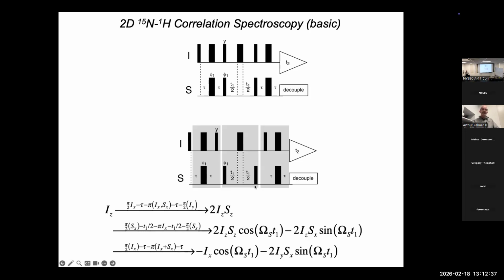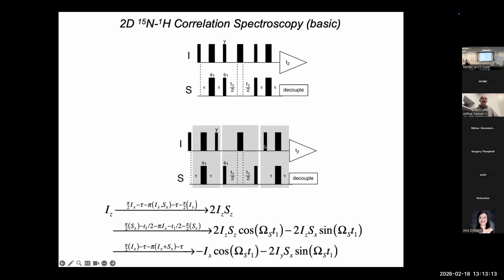And then if this last pulse is X, it's going to turn any term that's SY back to SZ and leave any term that's SX alone. So we ended up with a term 2IZSZ that's cosine modulated, and then 2IZSX that's sine modulated with the chemical shift frequencies.